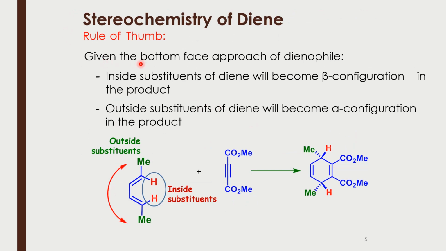A rule of thumb is, because of the bottom face approach of the dienophile, the inside substituents of the diene will take up the beta orientation, or they'll be above the plane in the cyclohexene product. The outside substituents would take up the alpha orientation. So here hydrogen is inside, so they are beta. The methyls are outside, so they become alpha.